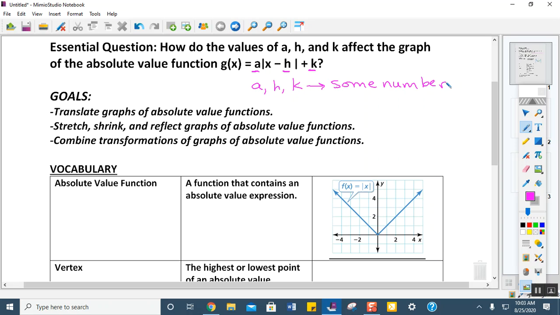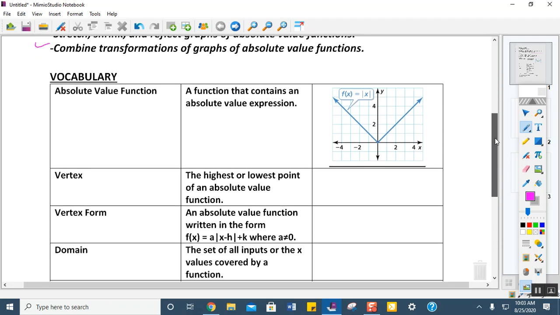So in order to answer our question, how do the values of A, H, and K affect the graph of absolute value functions in the form g of x equals A times the absolute value of x minus H plus K, we need to first be able to translate graphs of absolute value functions. Translate simply means sliding them left or right or up and down. We'll talk about stretching and shrinking and reflecting graphs of absolute value. And then we're going to take some of the translations and other transformations in goal number 2 and put them together and see what it looks like to combine transformations of graphs of absolute value functions. With that said, we need to get some vocabulary established.